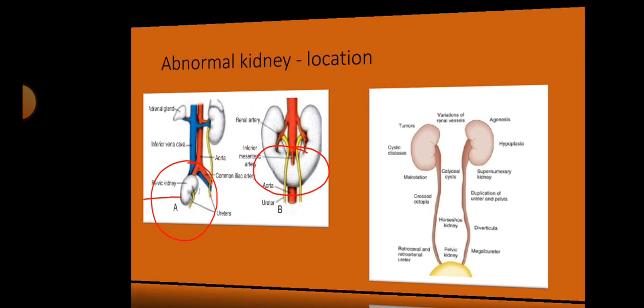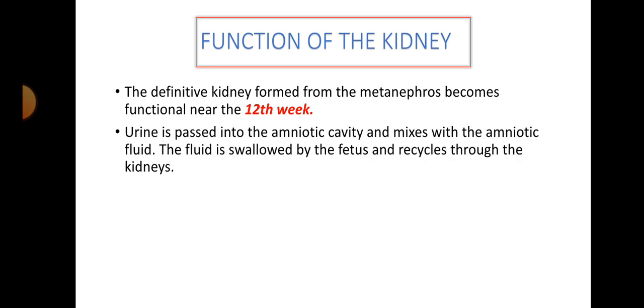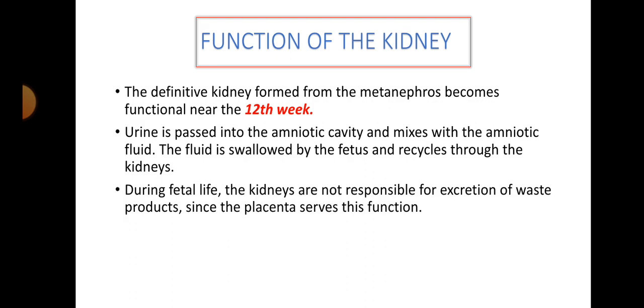As for the function of the kidney, the definitive metanephros starts functioning from the 12th week, and urine is passed into the amniotic fluid. There is recycling, but it is not responsible for the excretion of waste, because the placenta is the one which serves that function. So here we end the formation of the kidney. This is the part 1 video of the urinary system development.